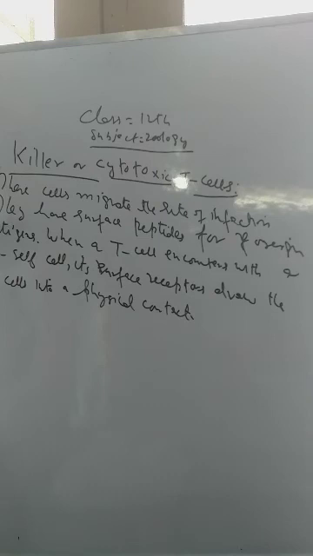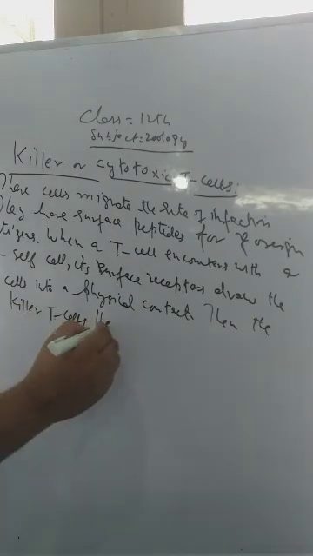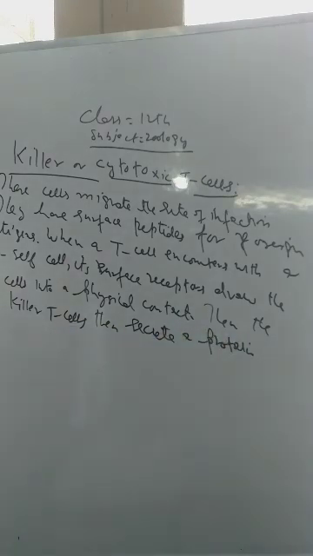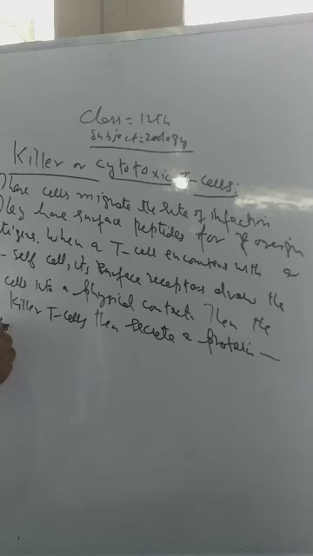So you know, killer or cytotoxic T cells migrate to the site of infection. Number one, they have surface peptides for foreign antigens. And when a T cell encounters a non-self cell, its surface receptors draw the two cells into a physical contact, and then the killer T cells secrete a protein, perforin, P-E-R-F-O-R-I-N.